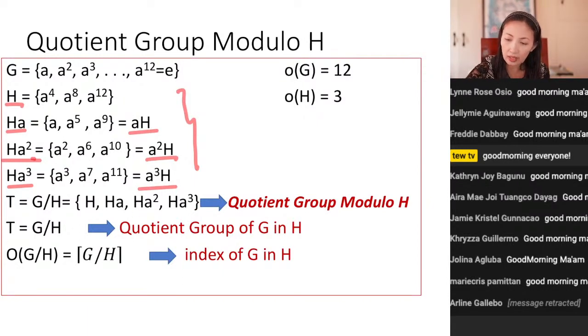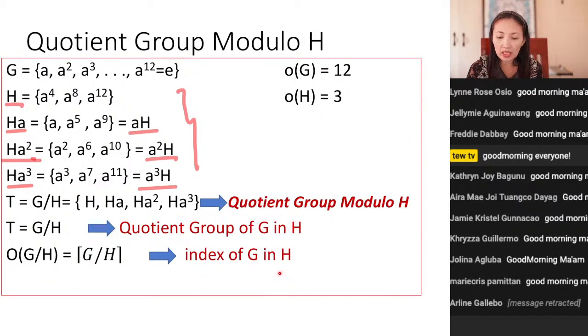And how is it written in symbols? T is equal to G over H. But take note that G over H, this is not division, okay? It's just a symbol. And to mean quotient group of G in H. And this one means, or is read as, the order of the quotient group. Or sometimes represented by absolute value of G over H, which refers to the index of G in H.